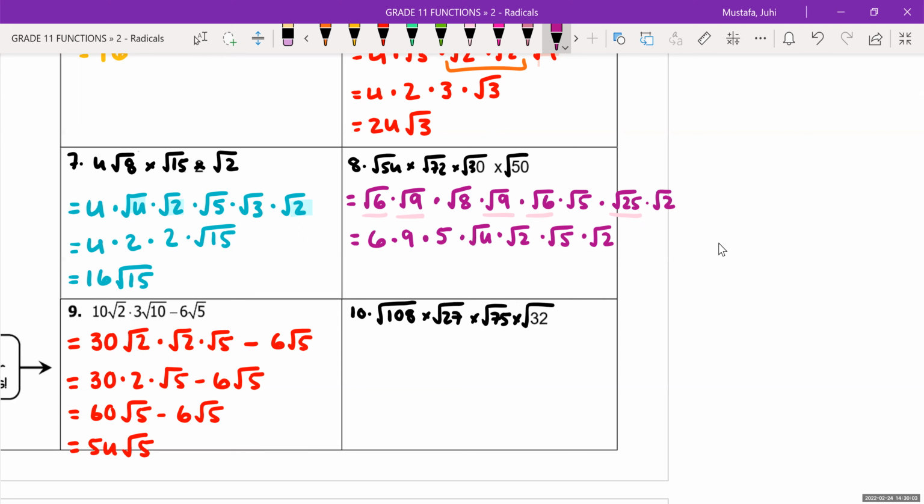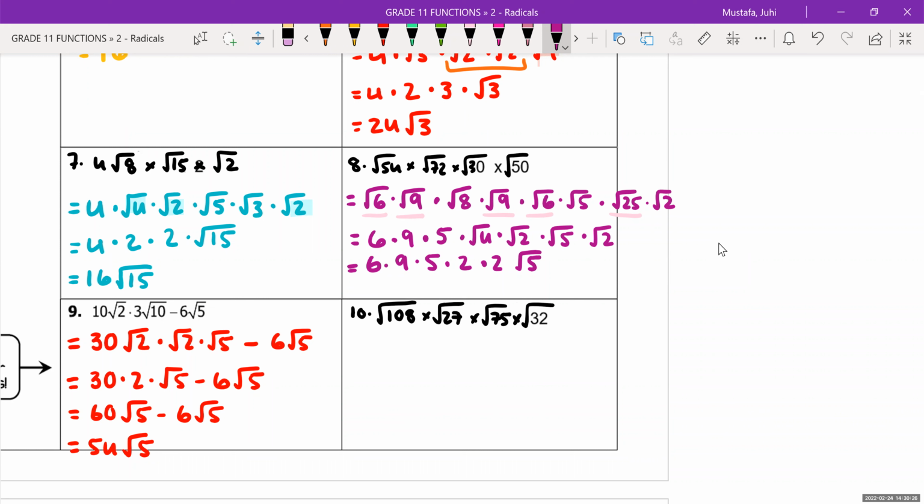Okay, do I see any other matching pairs of numbers? The 2s, and do I see a perfect square? The 4. Okay, so let's rewrite everything. 6 times 9 times 5. The square root of 4 is 2. The 2 matching pairs will give me a 2. And then root 5 cannot be simplified any further.